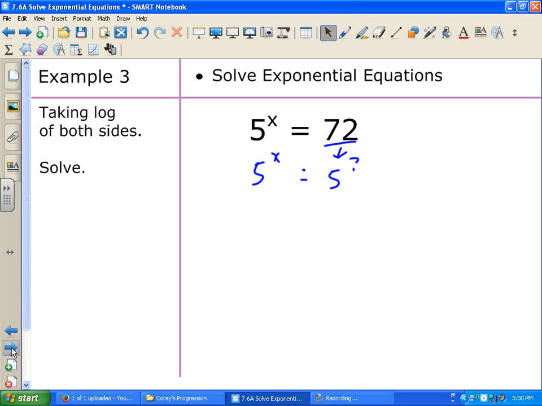Mr. Wood, since I can't rewrite it, that doesn't make any sense. There must be a mistake in this problem. I'll just skip it and go to the next problem. No, you're not just going to skip it and go to the next problem. There's a way to do this problem.